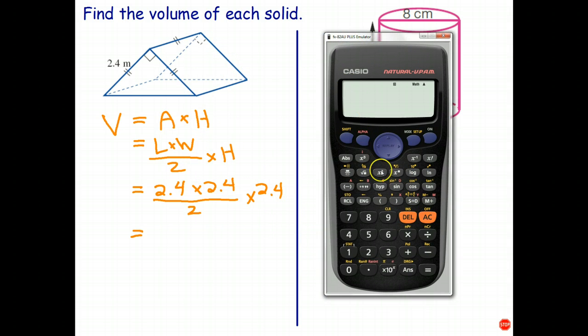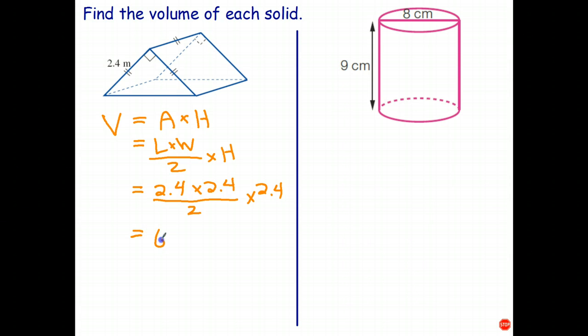So I'll clear what I have, put in the fraction 2.4 times 2.4 all over 2 times 2.4. By the way, I always do, or usually do, a quick check to make sure that what I've typed in matches what I've written down. It all looks pretty good. And I'll probably round that to, say, 1 decimal place. So 6.9. And again, because the units are meters, the volume is going to be in cubic meters.